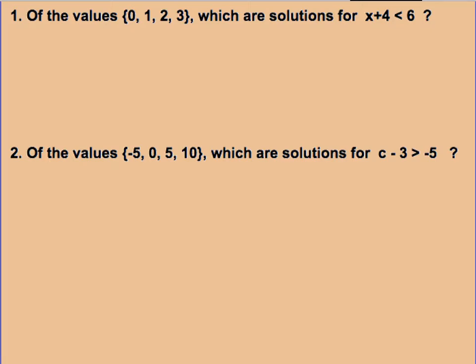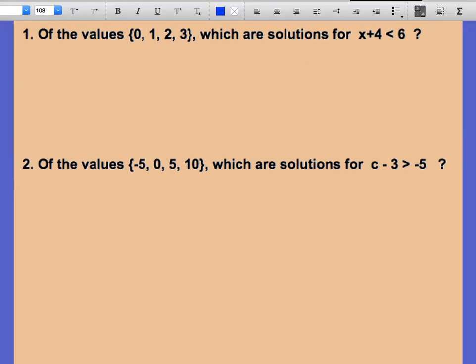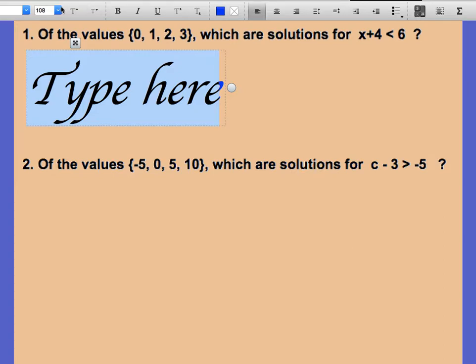So for the first one, it says of the values 0, 1, 2, 3, which are solutions for x plus 4 is less than 6. So I want to find which of these make x plus 4 less than 6. So let's try each of them. Go ahead and try 0 first. I'll try 0 in place of x.